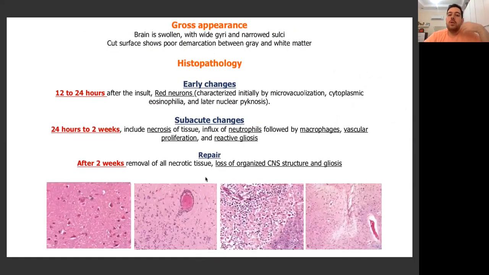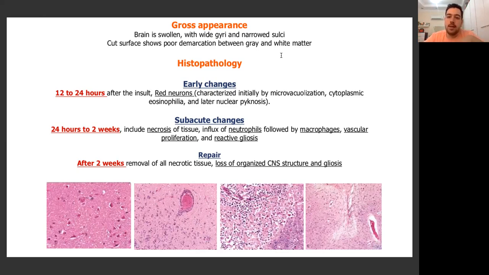Now, if we do an autopsy for a stroke patient, we can identify the time at which the stroke happened by these morphological changes. So to summarize them very quickly, in general, the brain will be swollen and edematous, okay? That's why they say it's going to be wide gyri and narrowed sulci, because the brain has a lot of water and it's very edematous. It's almost in a state of inflammation, okay? It's very difficult to distinguish gray and white matter. That's on the very gross appearance.